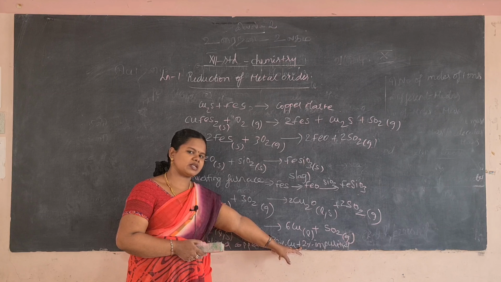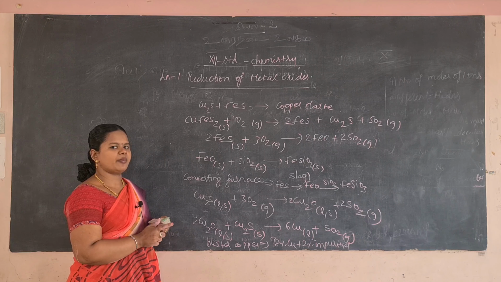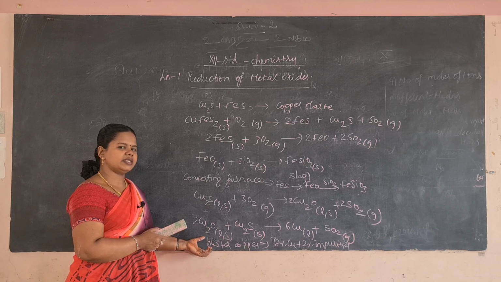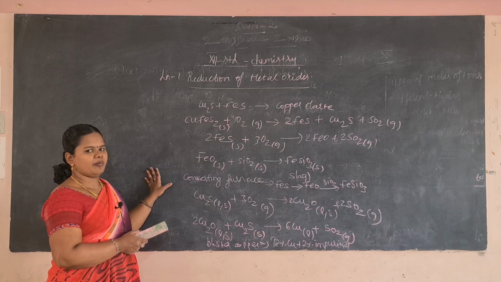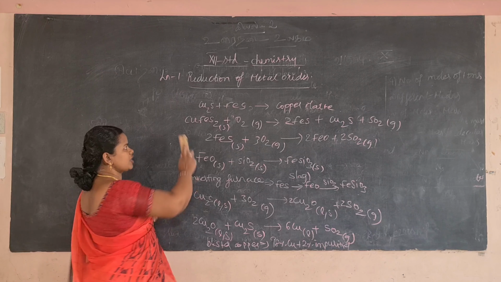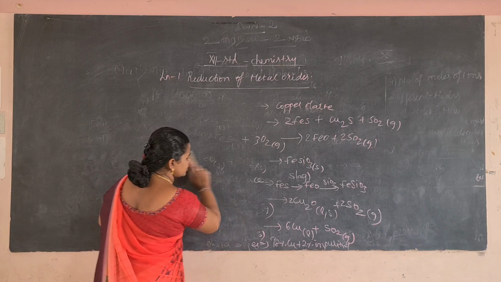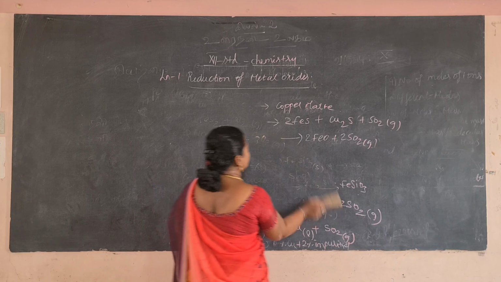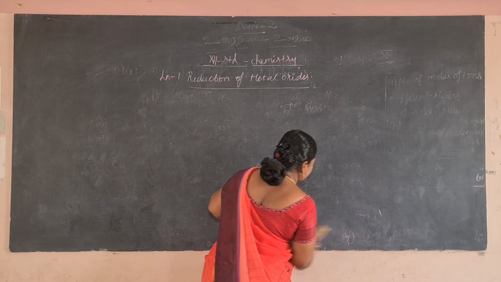Why is it called blister copper? So when sulfur dioxide gas passes over molten copper metal, blisters are formed at the surface of the metal. So it is known as what? Blister copper. Okay. Now we will see reduction by carbon. So we are going to see different reducing agents that are used to reduce some of the metal oxides to metal.